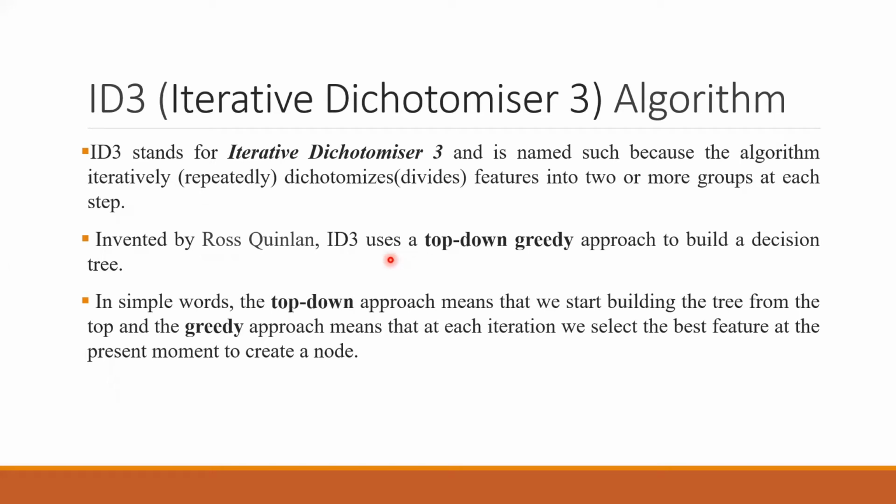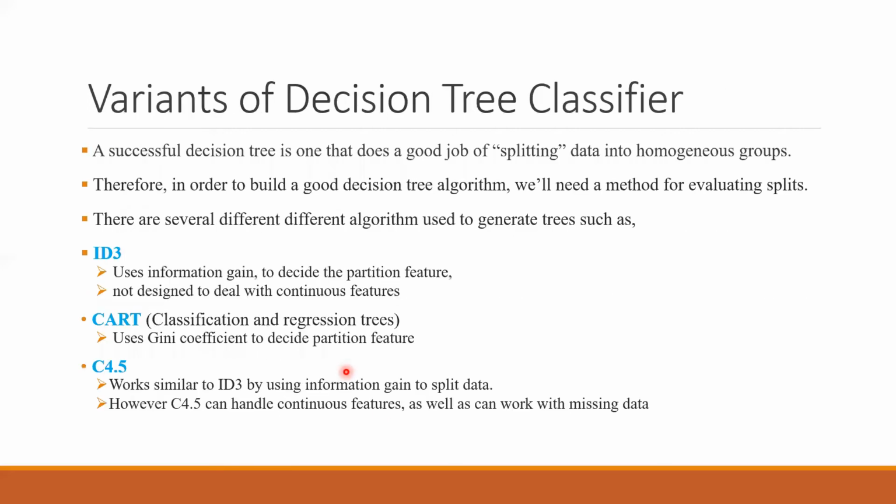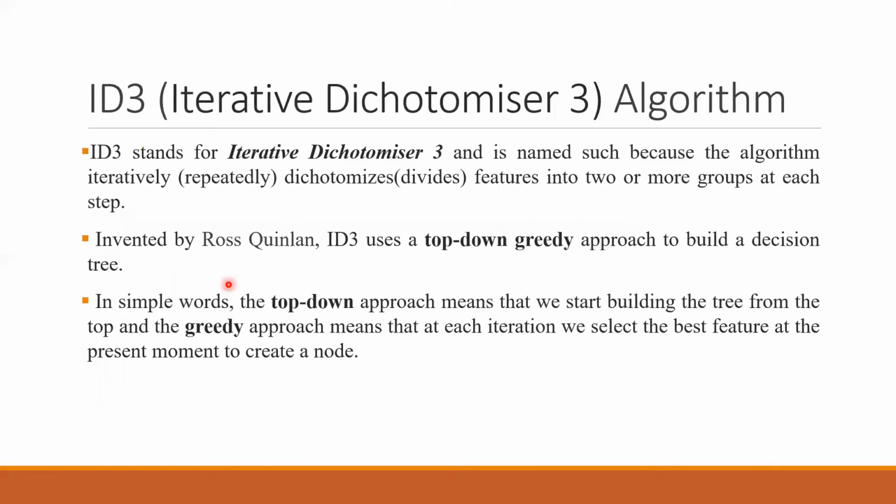ID3 uses a top-down greedy approach to build a decision tree. In simple words, the top-down approach means that we will be starting to build the tree from the top, and greedy approach means that for each iteration we will be selecting the best feature at the present. I mean, we will be making the decision based on information gain. Because information gain was the main criteria to decide the partitioning, whichever feature has the maximum information gain, we will be using that feature to do the split.